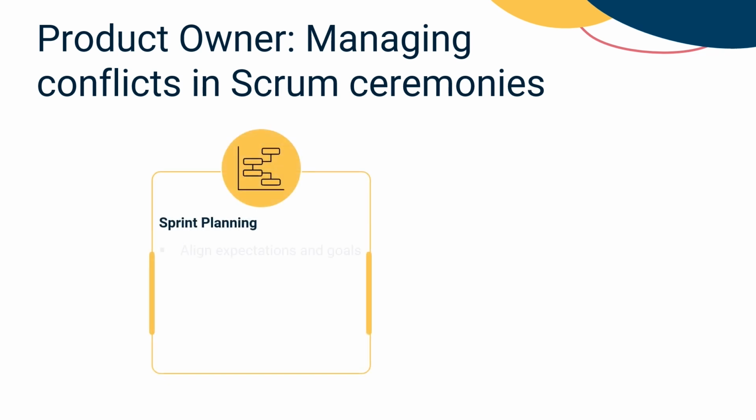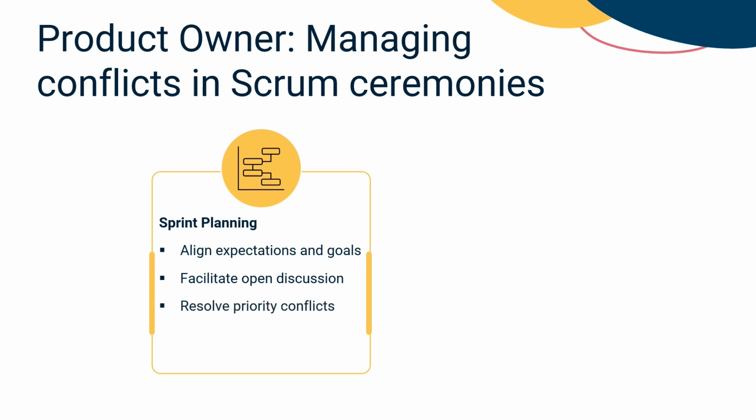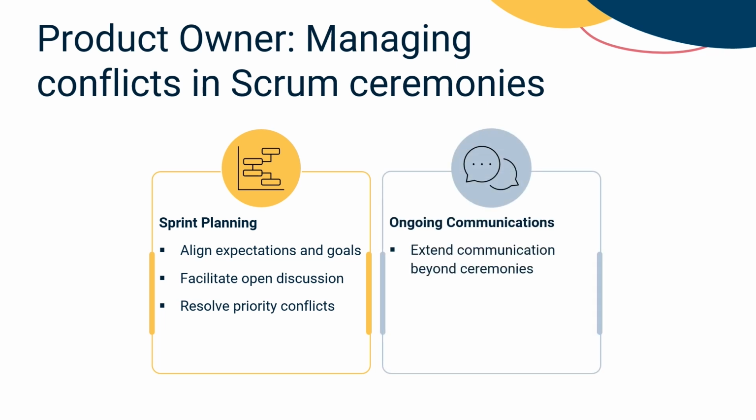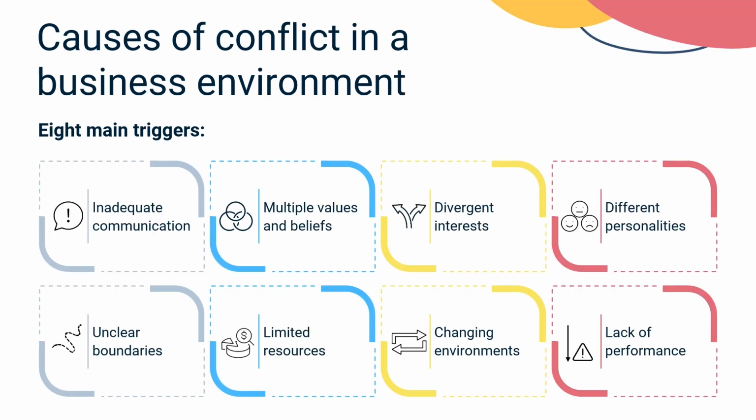Drive sprint planning to align expectations and goals. Collaborate with the Scrum Master to set both realistic and stretch goals. Encourage active listening, facilitate open discussion, and immediately resolve conflicts about priorities or capacity. Extend communication beyond agile ceremonies. Build strong relationships with team members, stakeholders, end users, and customers. Create a positive culture that promptly addresses conflicts within and outside the team. Transform your product development process using these Scrum ceremonies strategically.